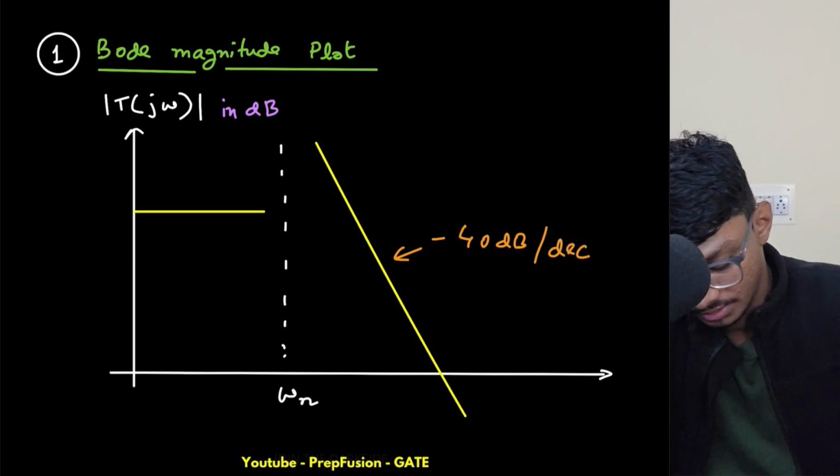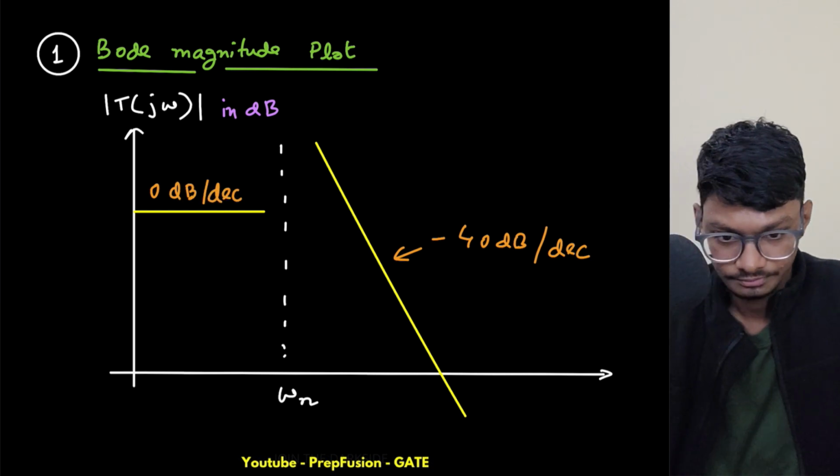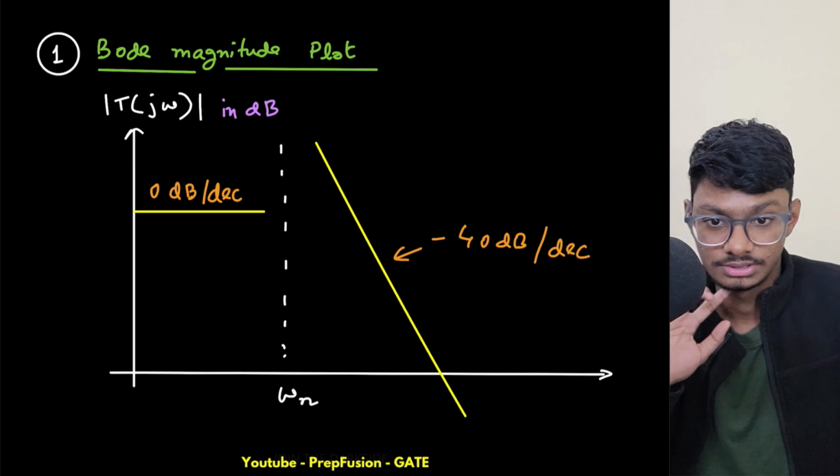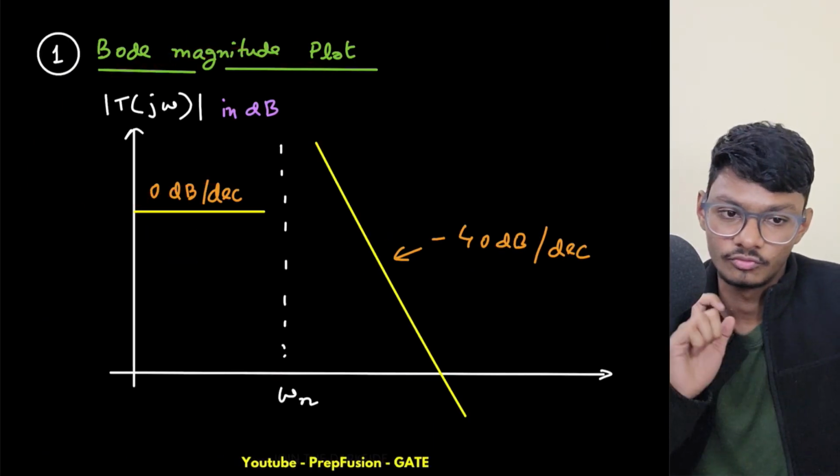Okay, and this is 0 dB per decade. So this is the case basically. Now this is for the undamped case. Now let's go for the underdamped case.